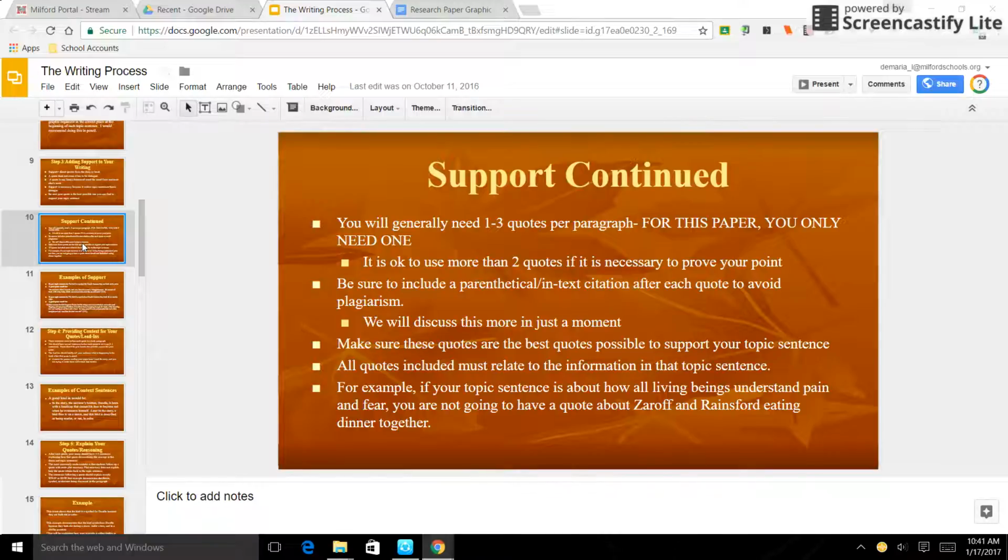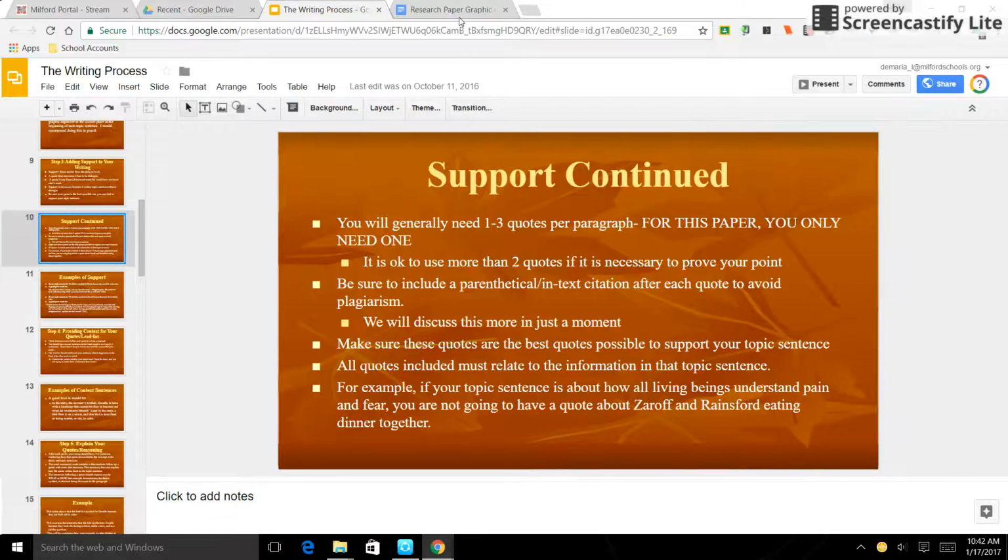You will generally need 1 to 3 quotes per paragraph. Ignore this section right now. You're going to need 1 from the book and 1 from the research. If you need to use more, talk to Mrs. Hendrickson or myself, and we'll talk to you about how you can integrate that into your paper. Again, make sure you have a correct parenthetical citation after each quote to avoid plagiarism. And make sure that all your quotes relate back to the information in the topic sentence.